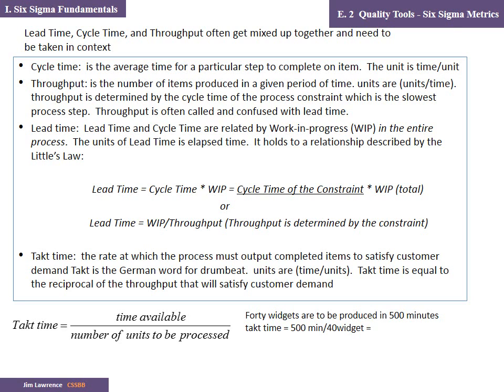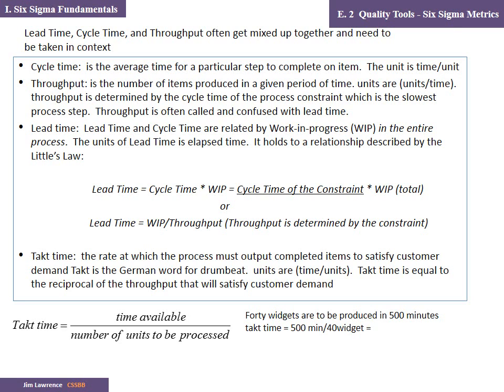Lead time and cycle time are related by work in process in the entire process. The unit of lead time is elapsed time. It holds to a relationship described by Little's law, where lead time times work in process equals cycle time of the constraint times work in process total, or lead time equals work in process divided by throughput, where throughput is determined by the constraint.